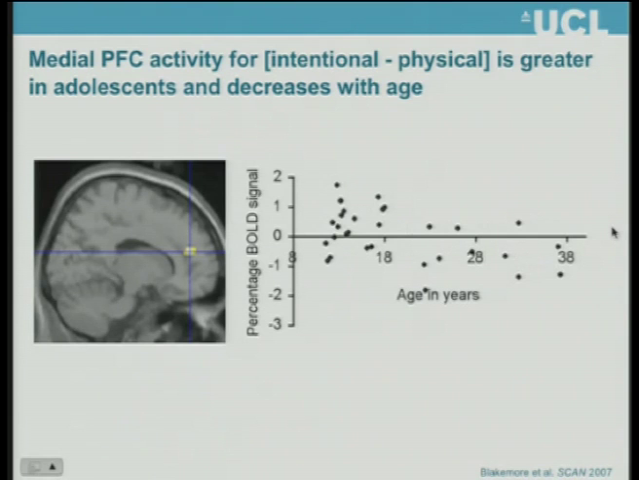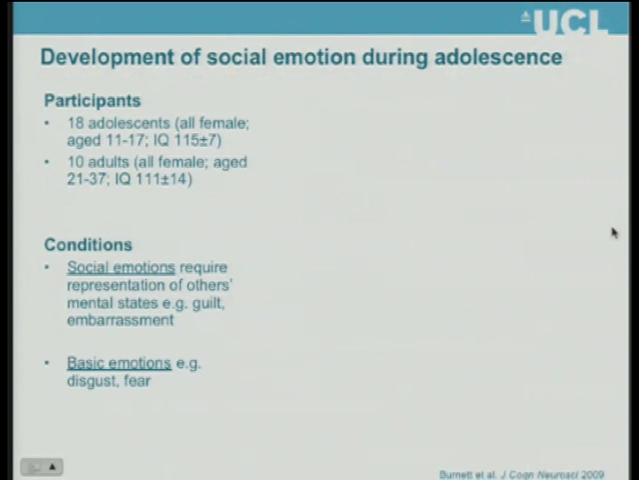And we found exactly the same pattern of results in a second study that we did, this time looking at the processing of social emotions during adolescence. So again, we scanned a group of adolescents and a group of adults, this time while they're thinking about social emotions. And here we're defining social emotions as emotions that require the representation of someone else's mental state. So for example, guilt and embarrassment.